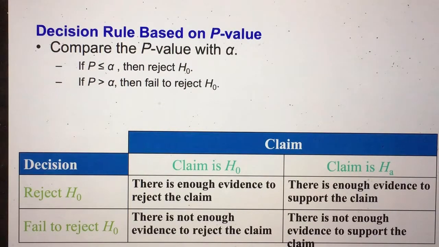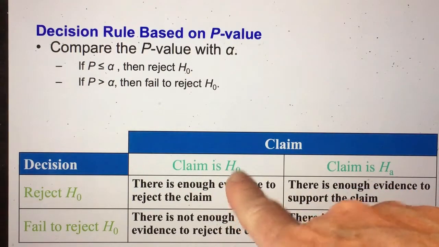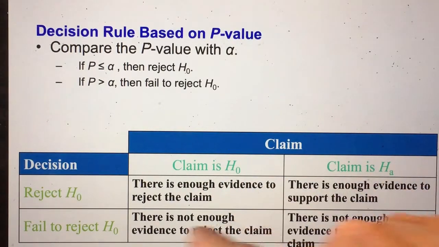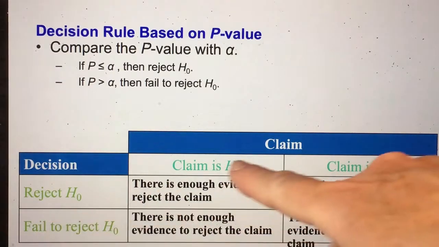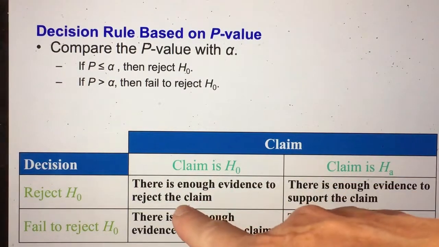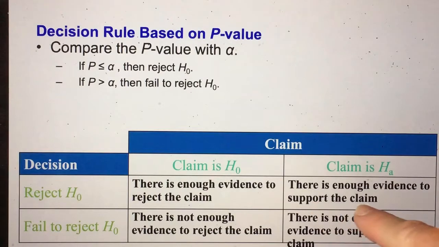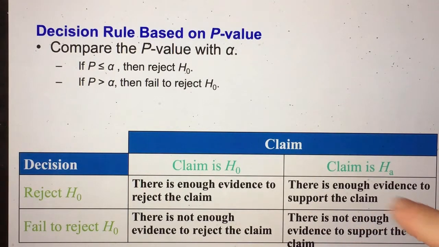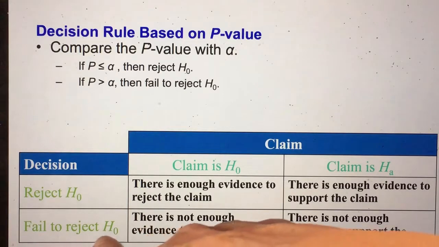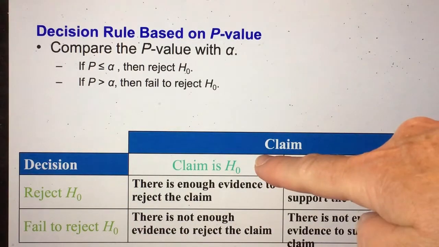Here is the type of terminology that we're going to use, which is the 8th step. How do we word these things? So here we have the claim is H sub O, the claim is H sub A. If we reject H sub O when the claim is H sub O, we say there's enough evidence to reject the claim. If we reject H sub O when the claim is H sub A, we say there's enough evidence to support the claim.